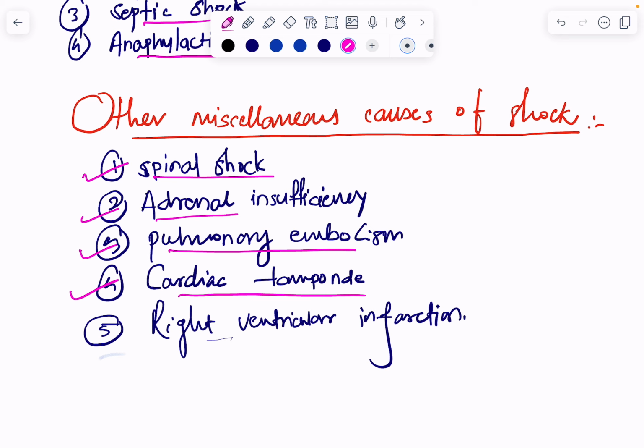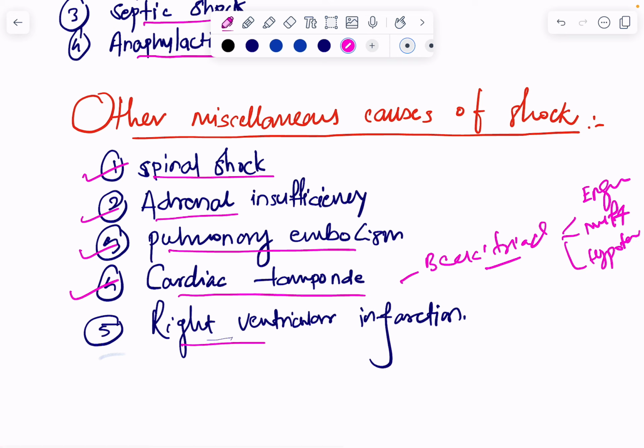There is one triad you may remember, that is called Beck's triad. Beck's triad is engorged neck veins, muffled heart sounds, and hypotension. So this is the Beck's triad. Also, because of right ventricular infarction, there is shock. So these are the other causes of shock.